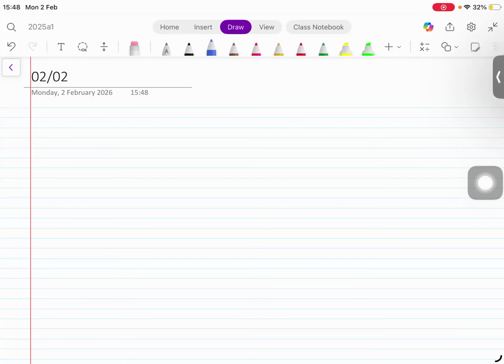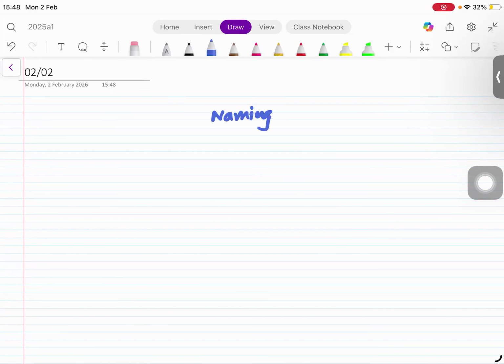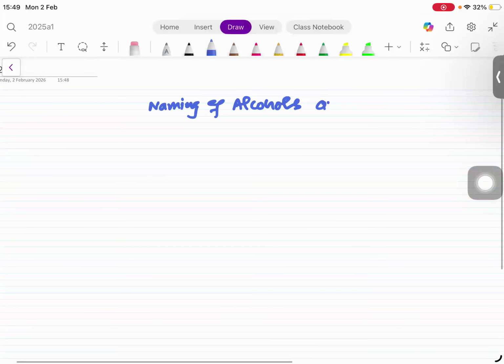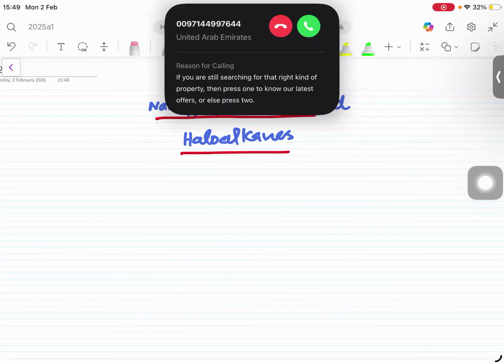We are continuing with the naming of organic compounds. And last time we did the naming of alcohols and haloalkanes. This was the last thing which we did, how to name an alcohol and how to name a haloalkane, the systematic names, right?